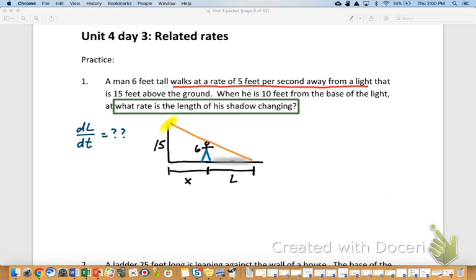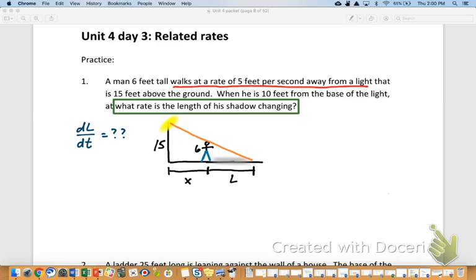Now that we have this labeled, can anybody tell me how we should represent the rate that he's walking away from the light? Like, what would those variables look like? I feel really good about Hunter. He's had a lot of really good answers. Can somebody else jump in? What do you think, Carter? No? I thought you were raising your hand. Nate, what do you think?